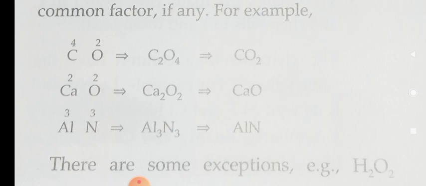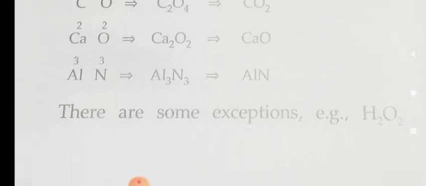The valency of a radical is the same as the charge on it without the sign. For a radical, the valency is the same number, but the plus or minus charge should not be considered. The number alone should be taken into account. So the formula of a compound containing radicals is obtained by transposing their valencies.